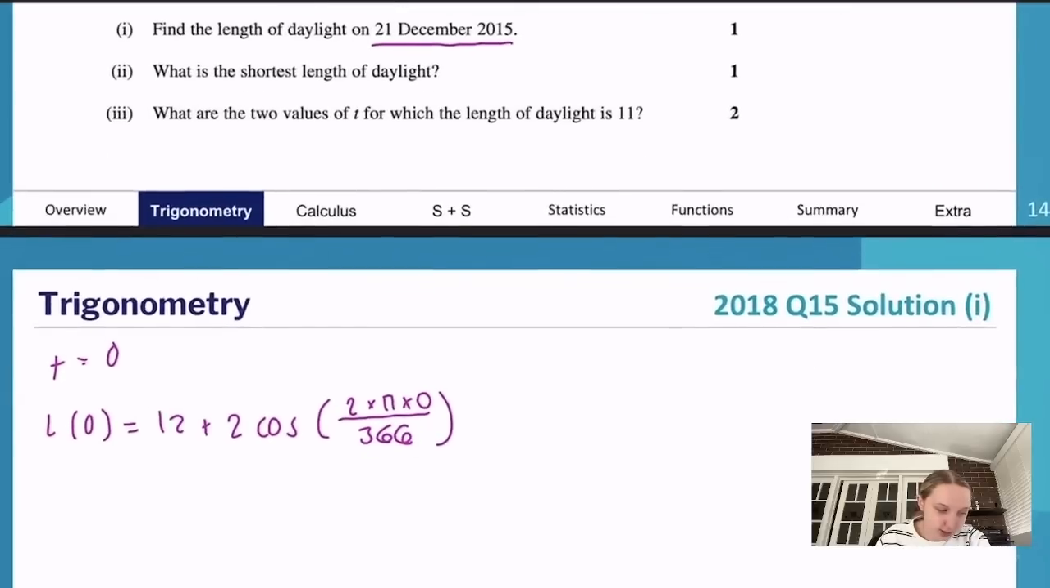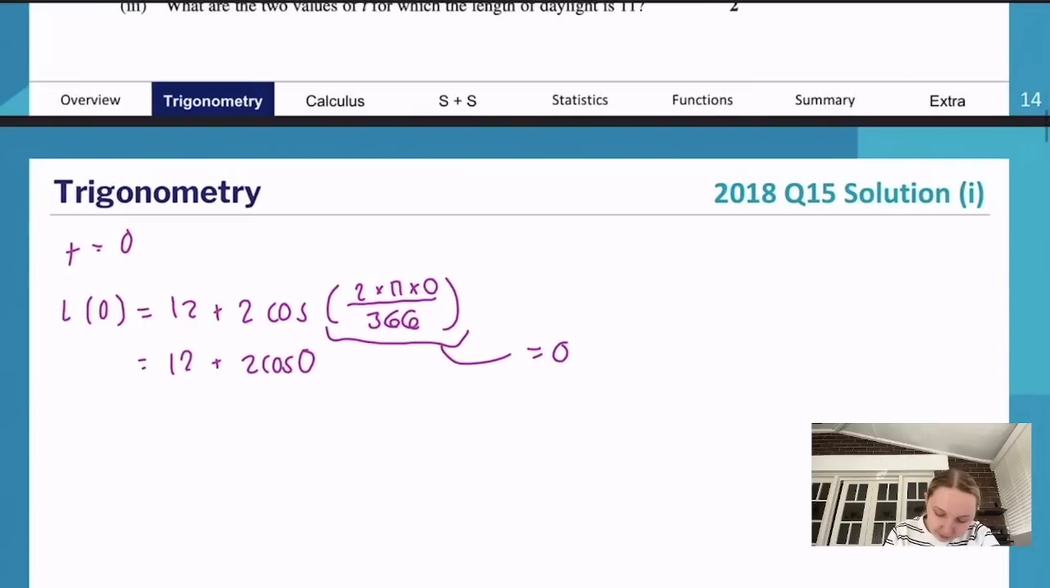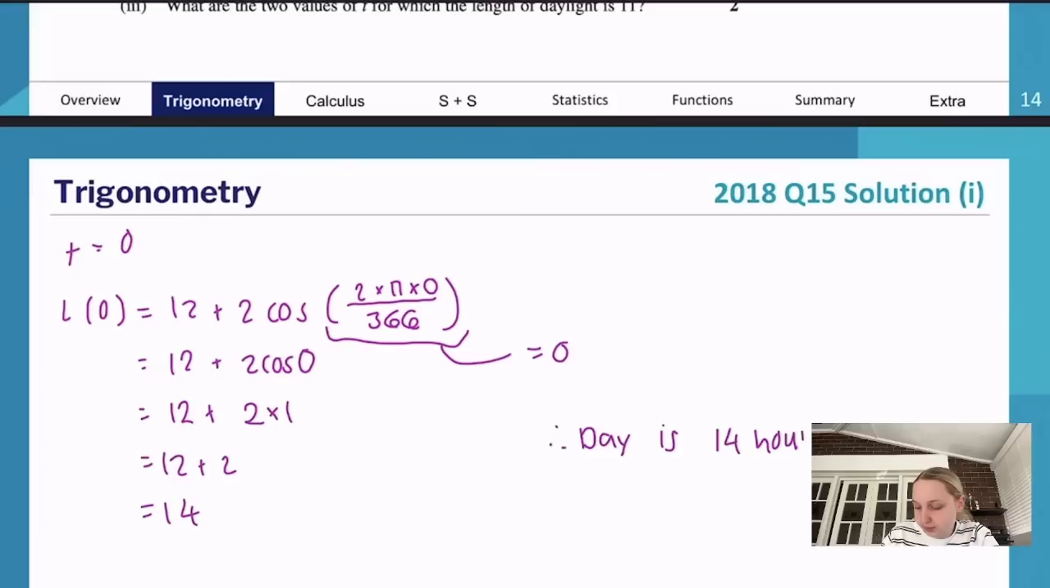Right, so if we put t into our equation, this is what we're going to get. So we're going to get 12 plus 2 cos 0, because this little bit here will equal 0, because when we're multiplying anything by 0, we're going to get 0. So our numerator will be 0, which will make our whole fraction equal to 0. So then we've got equals 12 plus 2 times 1, which is equal to 12 plus 2, which is equal to 14. So therefore, the day is 14 hours long.